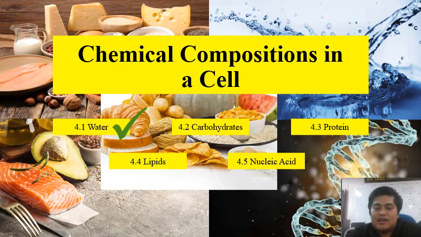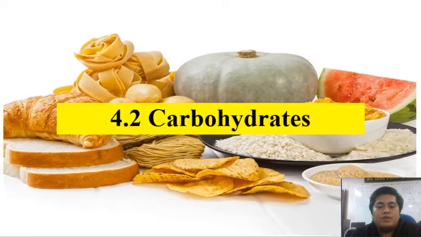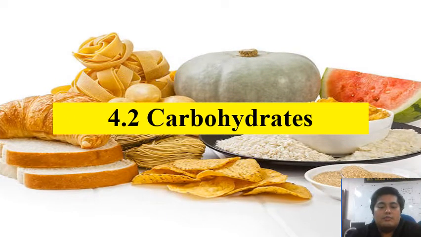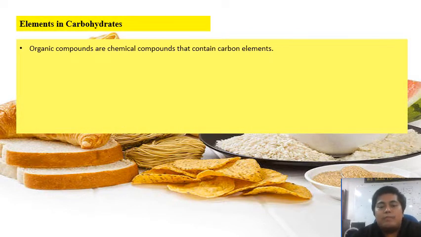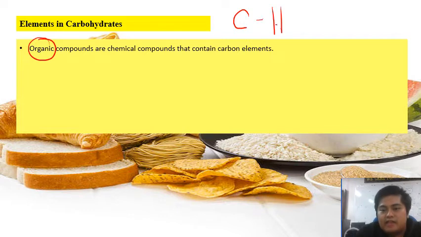So next kita akan tengok pasal carbohydrate pula. So carbohydrates. Elements in the carbohydrate. So organic compound are chemical compound that contain carbon element. So ingat, bila kita cakap pasal organic compound, kita dah belajar dalam kimia sebenarnya. Organic compound mesti terdiri daripada C, H dan O. C, H dengan O. Carbon, hydrogen dan oksigen.